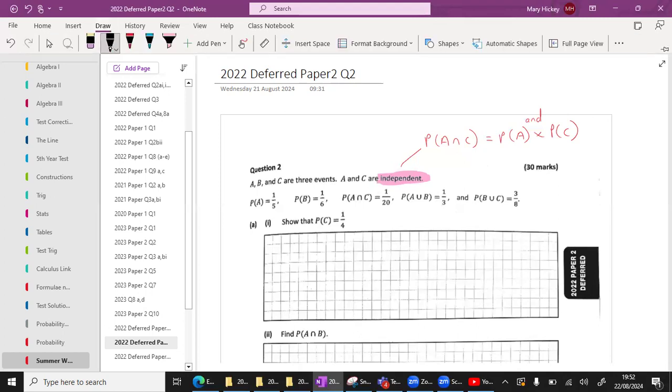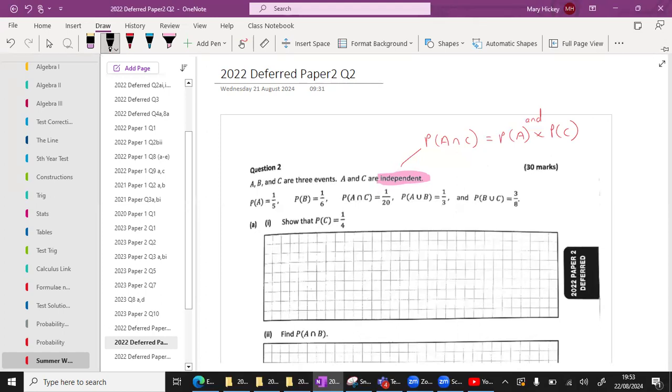Now, sorry, just to clarify that. I think I said overlap there, but they can happen at the same time. In other words, it can be raining and you do super in your exam. But what we're saying is one does not have an influence on the other happening. So we want to show that the probability of C is a quarter.